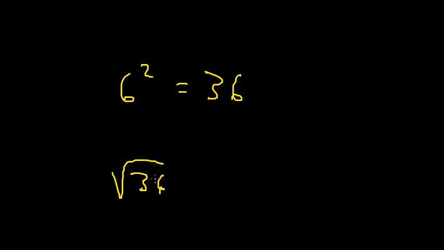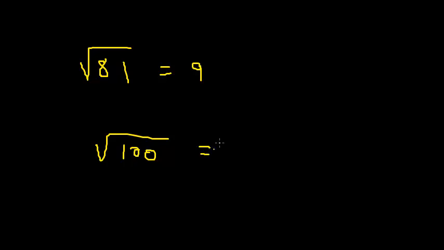Alright, so I promised we'd get to square roots, so let's go ahead and do that. Squaring a number, say 6 squared, is 36. The square root of 36 is asking what number times itself gives me that 36. So the square root of 36 is 6.